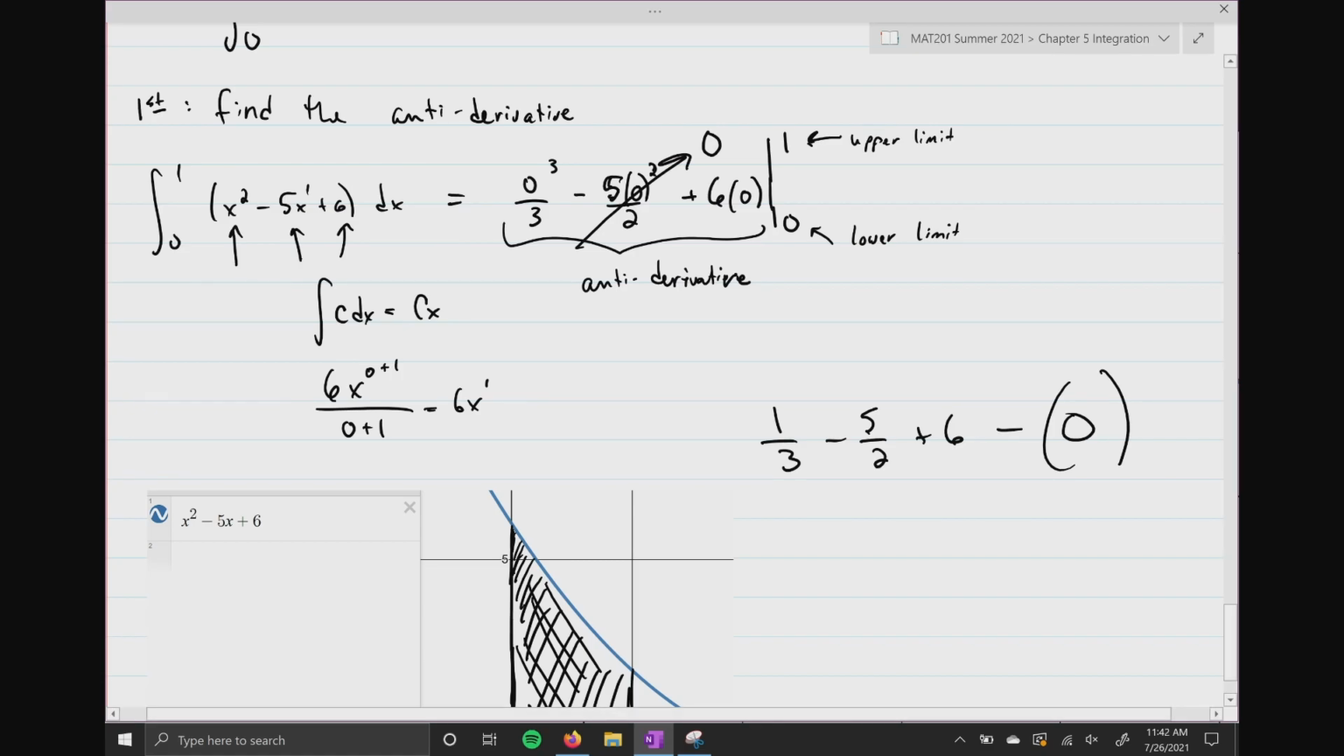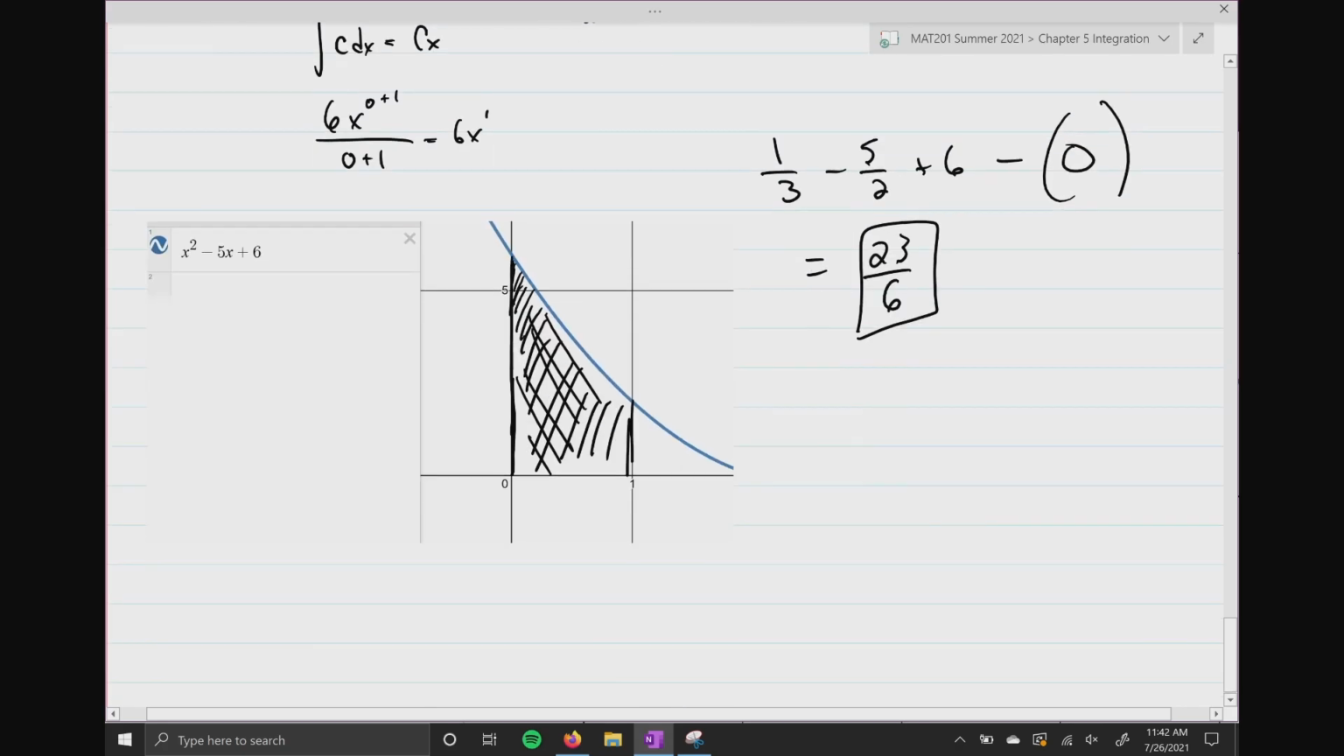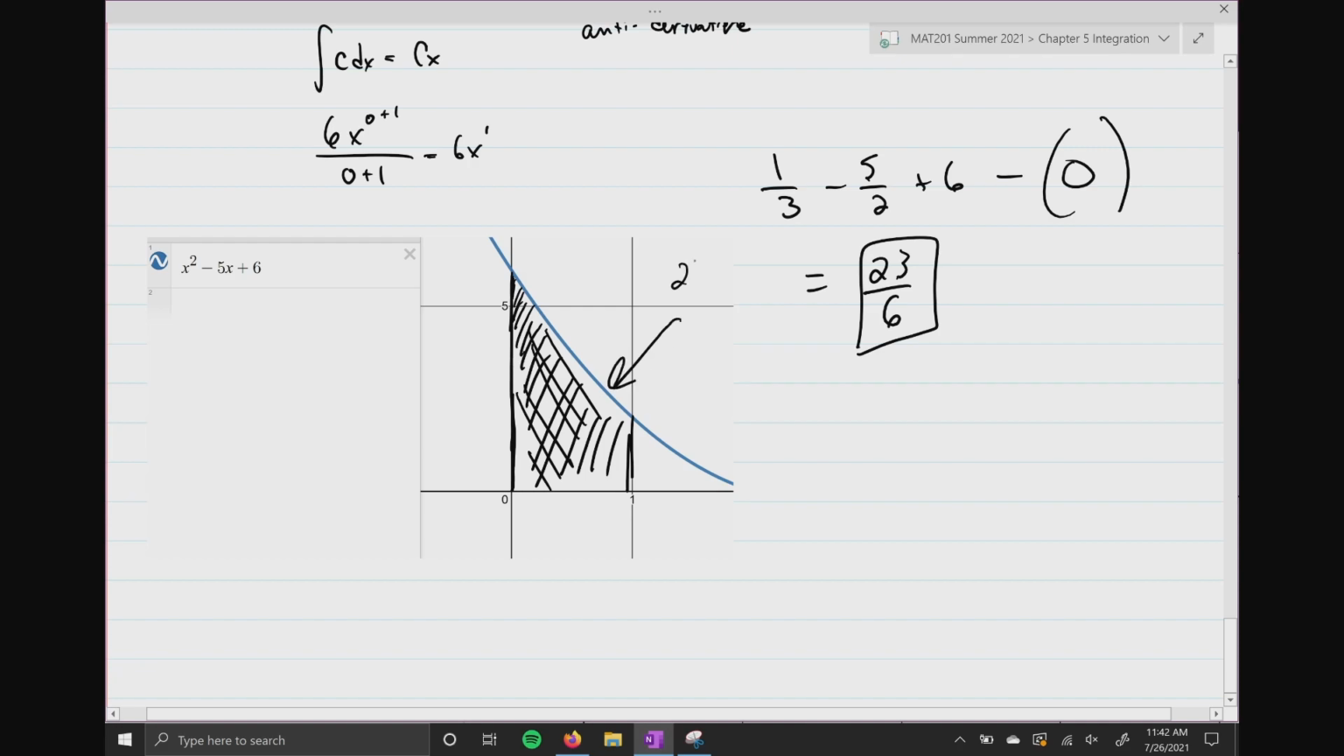Lastly, when you do the math, you're going to get 23 over 6 as the area underneath this curve. So this area is 23 over 6 square units, if you want to call it that. What I'm really concerned with is just the number, just 23 over 6. Okay? So there's our first example. What I'm going to do from here is speed up a little bit.